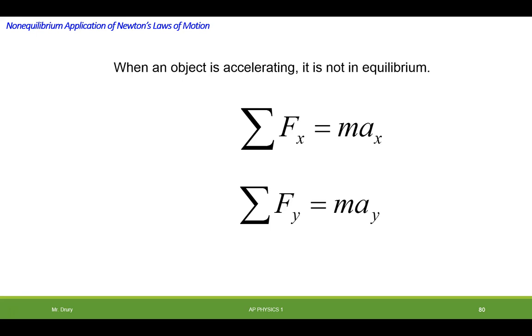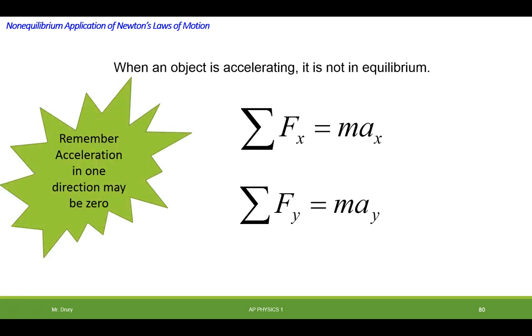And in summary, when the object is in equilibrium, Newton's first law applies. So all the forces add to zero and nothing happens. If it's at rest, it stays at rest. If it's moving at a constant velocity, it continues moving at a constant velocity. But if it's not in equilibrium, the forces don't add to zero, then it will accelerate.